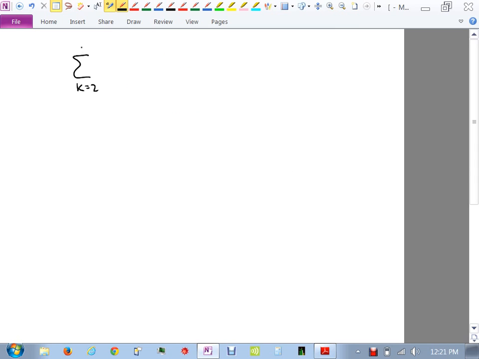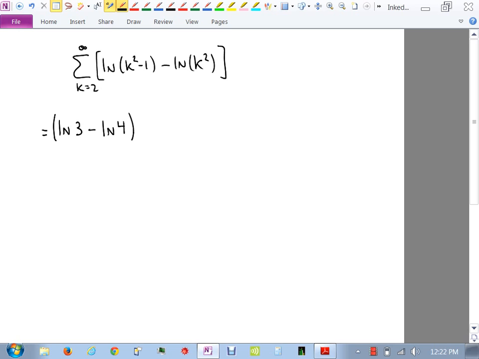Let's take that and see what our series would look like and see if we get cancellation. Sum k equals 2 to infinity of natural log of k squared minus 1 minus natural log of k squared. Let's try that. Start with 2. Plug in 2, you get natural log 3 minus natural log 4. That's what I get when I plug in 2. Now plug in 3, so plus natural log 8 minus natural log 9.